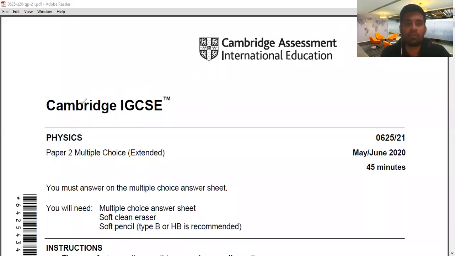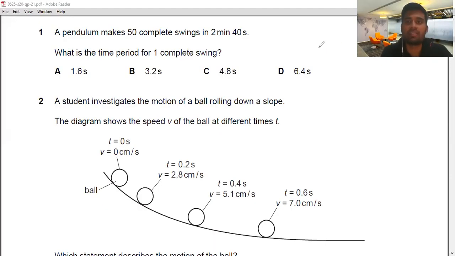Hi everyone. So today we'll be solving a Cambridge IGCSE Physics Paper 2, the extended paper for the MCQ for the May-June 2020. The paper code for this particular paper is 0625/21. So this paper is of 45 minutes. So we'll be breaking this paper into multiple parts and then solving. So let's start with the first question.